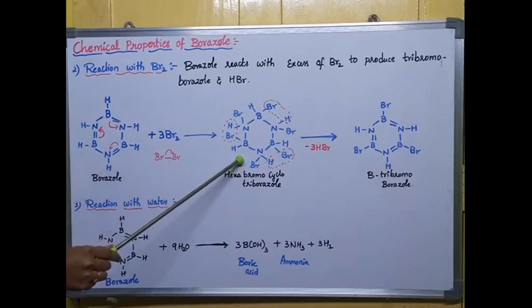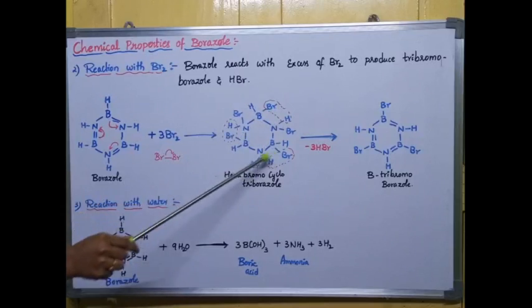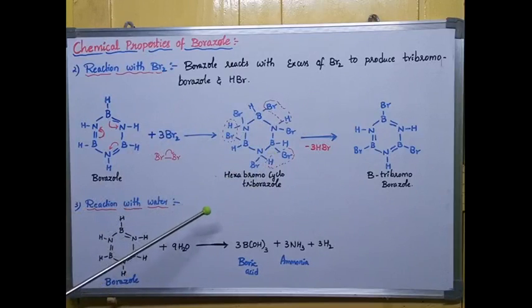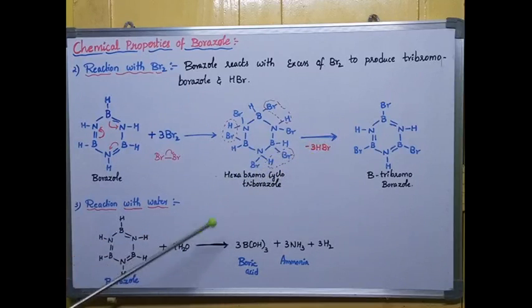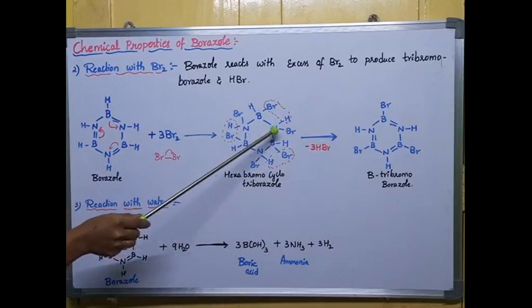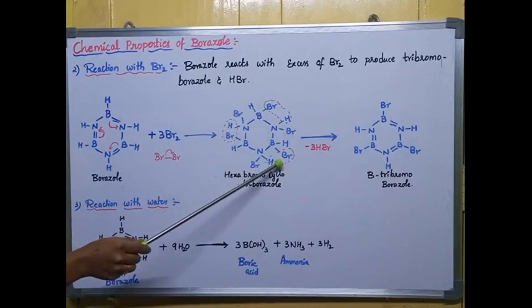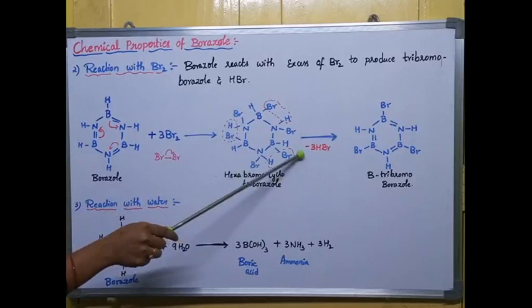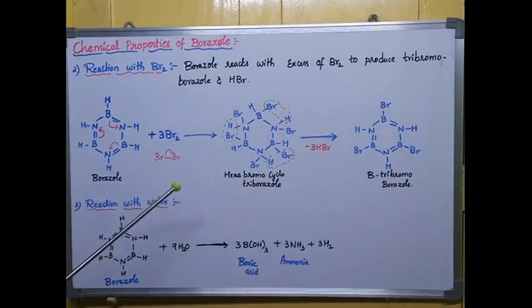You can see clearly that each atom in the structure reacts with bromine and forms a bond with it. We get a hexabromocyclotriborazole. Next, let us remove three molecules of HBr from this structure. I am removing the hydrogen atom from the nitrogen and the bromine atom from the boron. Here also I am removing this bromine and hydrogen, and here one more hydrogen and bromine. Totally I am removing three molecules of HBr and getting tribromoborazole as the product. Next, the reaction with water.